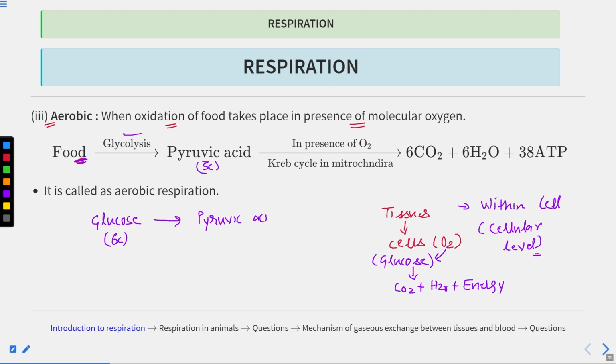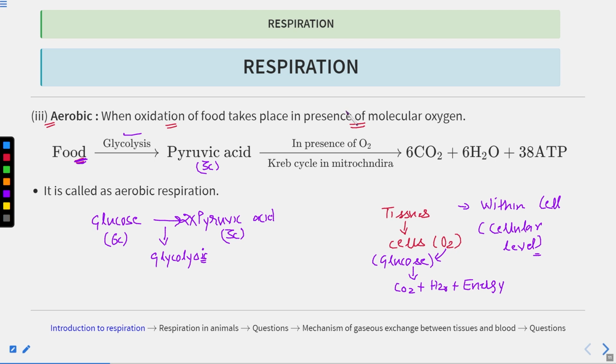We'll study about this process, glycolysis, later on. So 2 molecules of pyruvic acid are produced. And pyruvic acid is a 3-carbon compound, and this process is known as glycolysis. So glycolysis is a very important process, and it is also a part of respiration, and it is also a common pathway for both anaerobic as well as aerobic respiration.